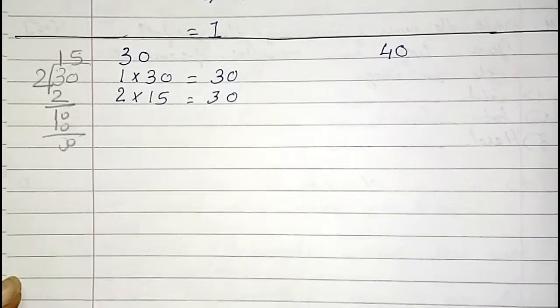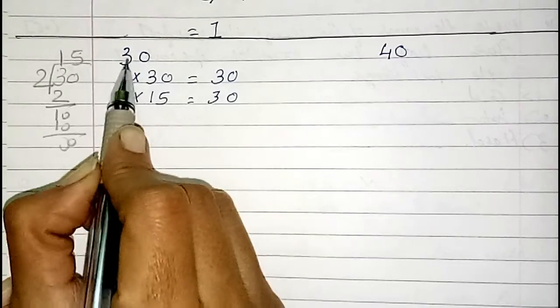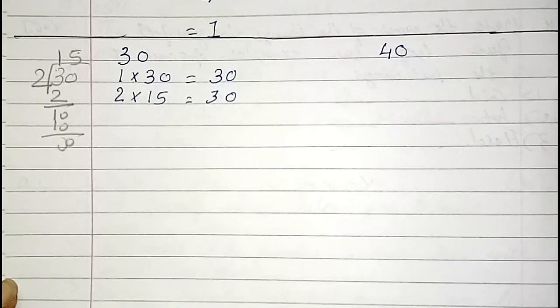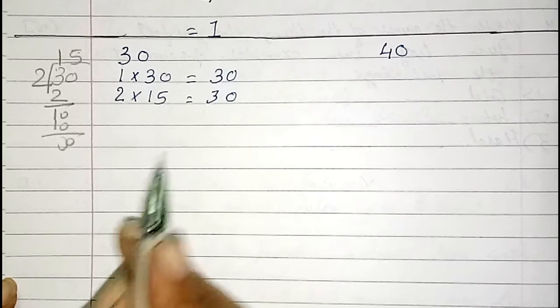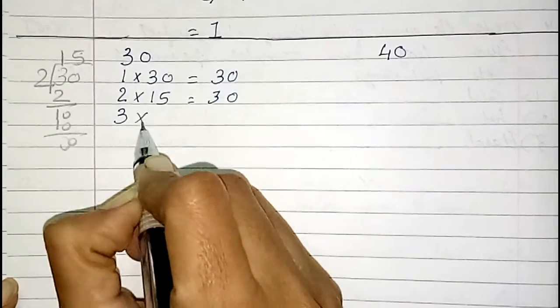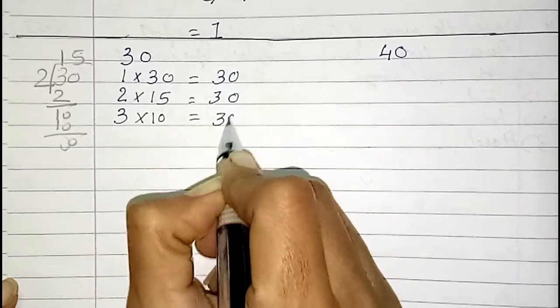Now can this number be divided by 3? Yes, the sum of the digits should be divisible by 3. So 3 plus 0 is 3. So 3 ones are 3. We know that 3 tens are 30.